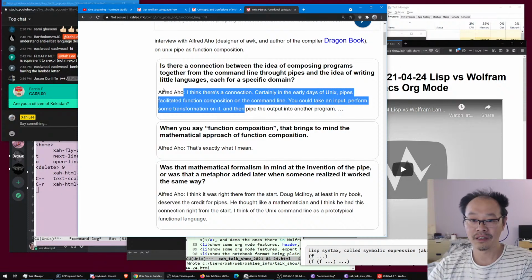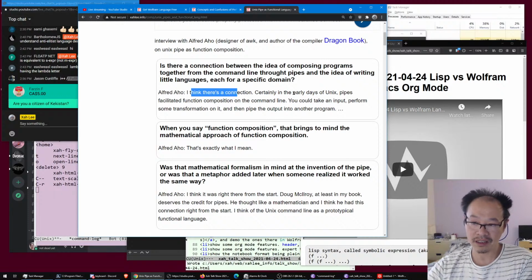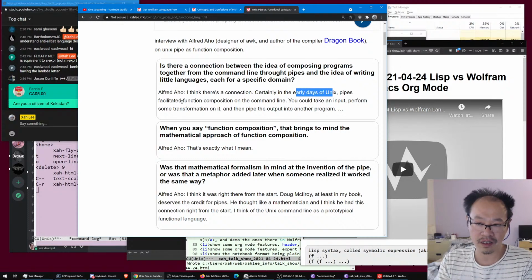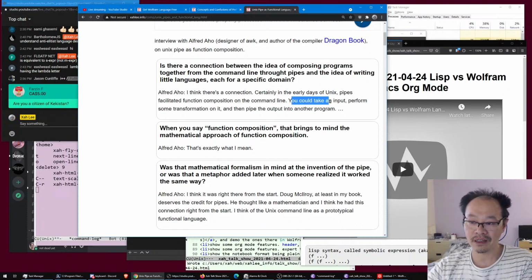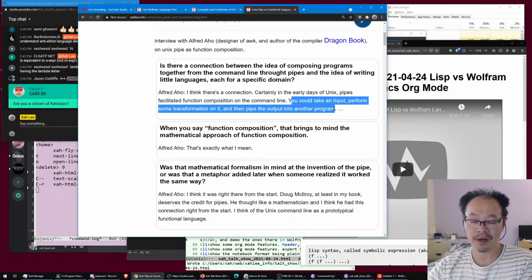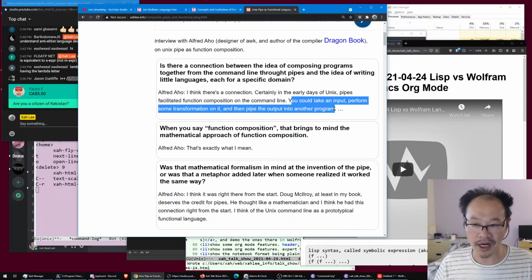So he said, I think there's a connection. Certainly, in the early days of Unix, pipes facilitated functional composition on the command line. So you can see the idea of functional programming is there from the creator of the awk language. Then he says you could take an input, perform some transformation on it, and then pipe the output into another program. Exactly. That is the paradigm of functional programming. Input, output, pipe, pipe, pipe. The entire program is one giant pipe.